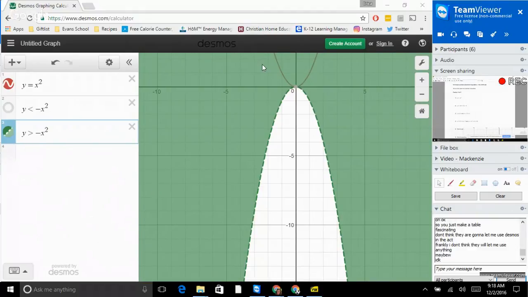So that's a good question, actually. How would you do this if you had a graphing calculator? Graphing calculators can kind of graph inequalities, not as well as Desmos. They don't shade it in nicely. Most likely, if you were using a graphing calculator, you would actually have to use y equals -x² and then figure out the shading.